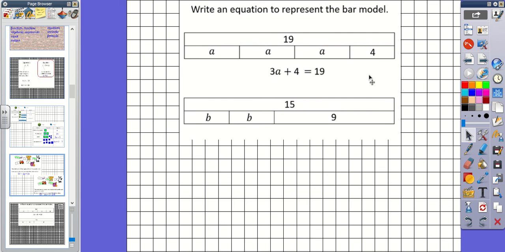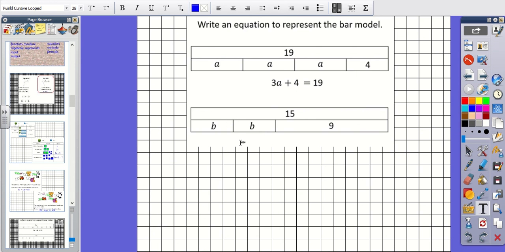Okay then, so the next question, write an equation to represent the bar model. So we've got a model here. So we've got 19 as our whole, and our parts, we've got 1, 2, 3a, and we've also got 4. So let's use our model to help us.